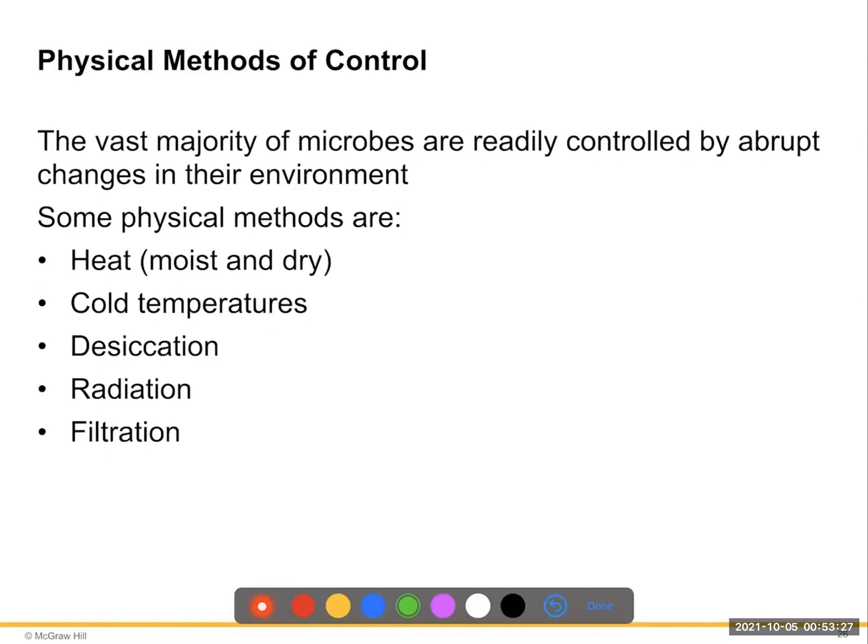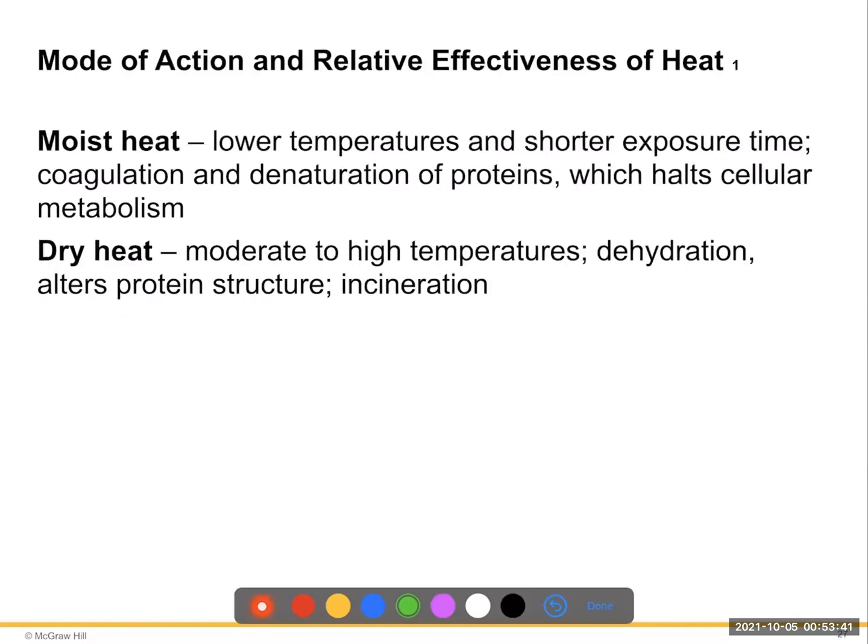The vast majority of microbes are readily controlled by abrupt changes in their environment. Some physical methods are heat, cold, desiccation, drying it out, radiation, or filtration. Those we talked about already before. So moist heat uses lower temperatures and shorter exposure times; coagulation of the denatured proteins halts cellular metabolism. Dry heat uses moderate to high temperatures; dehydration alters the protein structures, or incineration, burning them.